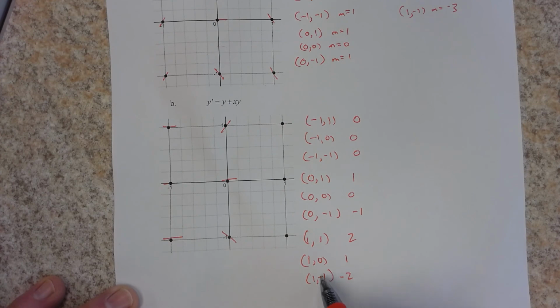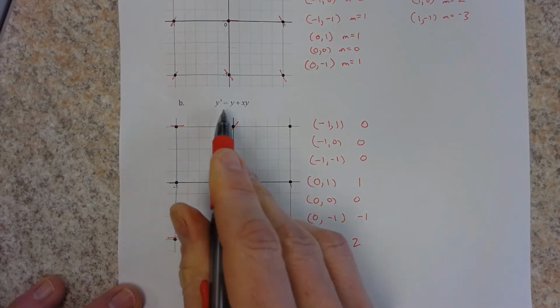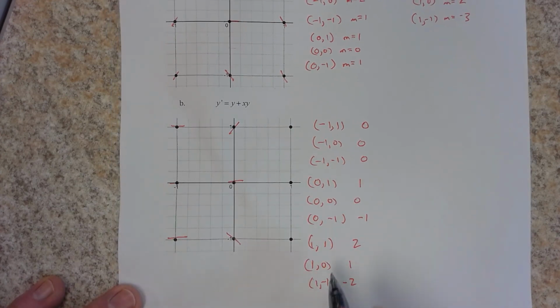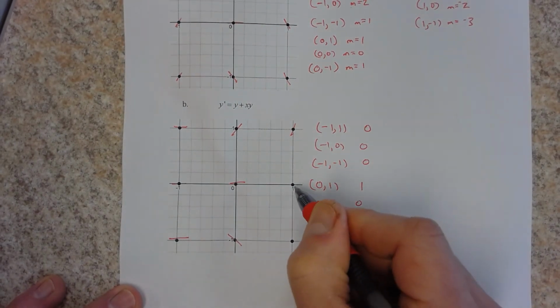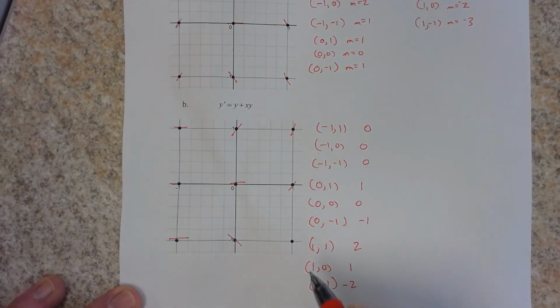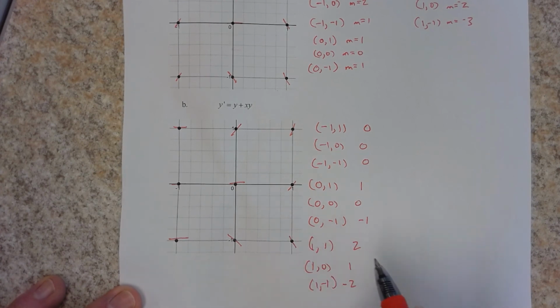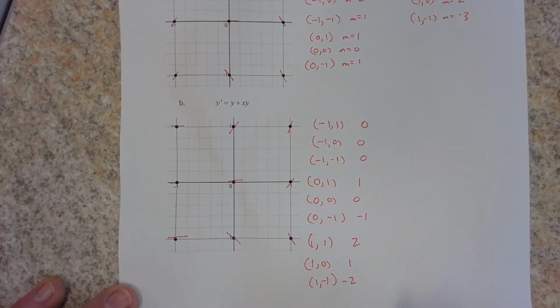And keep in mind that I just took these x and y values and plugged them into the differential to get the slopes. So I have a slope of 2 here, a slope of 1, a little less steep, and a slope of negative 2 right there. And that is our last example.